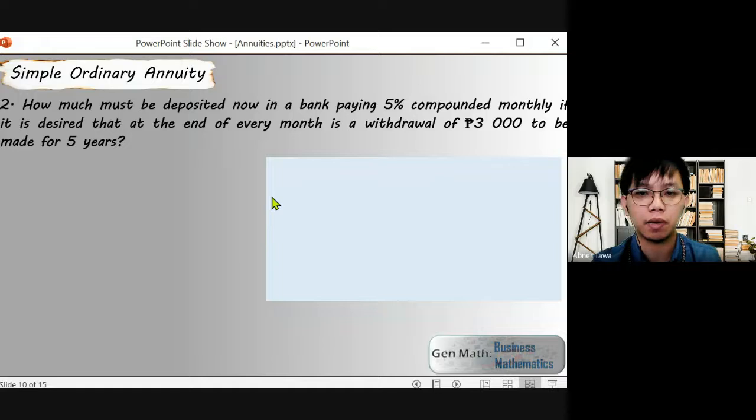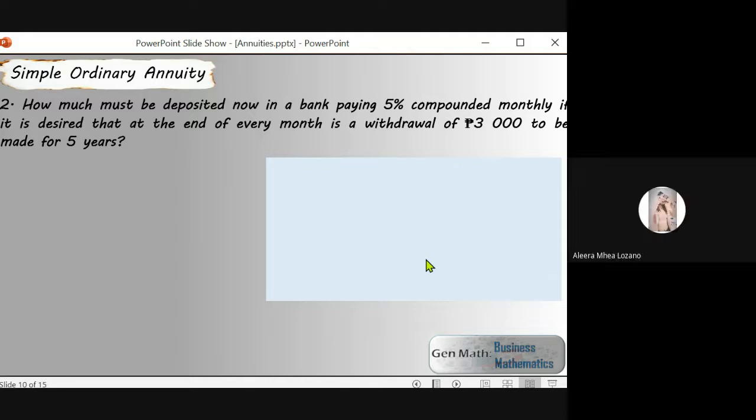Let's have here the second example. Okay, who wants to read the second example? Or kung ayaw nyong i-state yung question nyo, you can just input doon sa ating message section or comment section. Ayan. Who wants to read the second example? Okay, Miss Alera. How much must be deposited now in the bank paying 5% compounded monthly if it is desired that at the end of every month a withdrawal of 3,000 be made for 5 years?